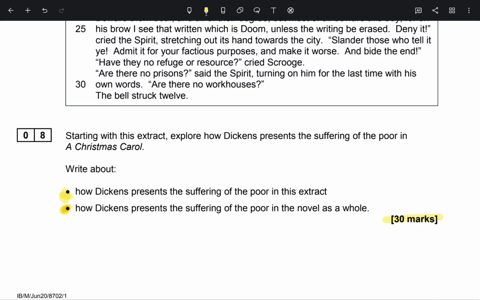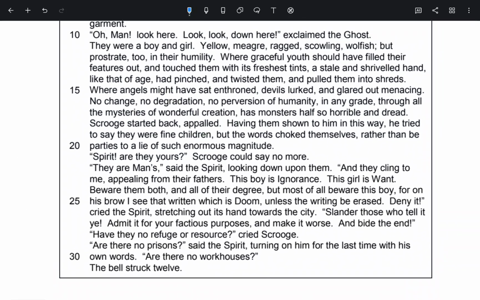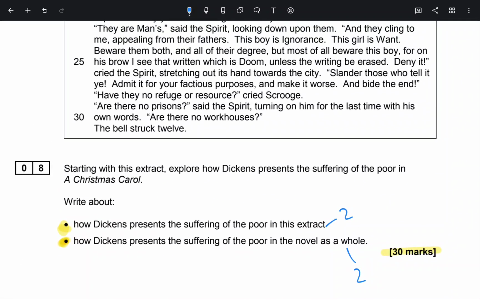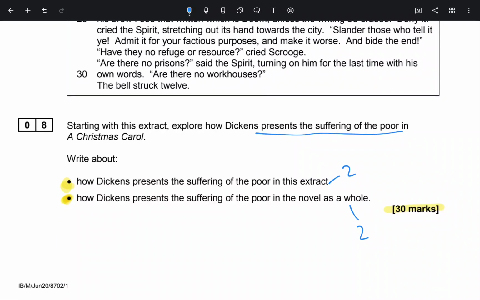For you to get the highest marks, again, just a rule of thumb for you to follow, you're looking for 2 paragraphs here for the first bullet point and 2 paragraphs for the second one. The first bullet point is based on the extract, so you need to find your quotes that you'll use to support and show how it presents the suffering of the poor. Very important. The second part is the novel as a whole, so you need to have quotes already memorized from your previous studies that you'll use to support this answer.